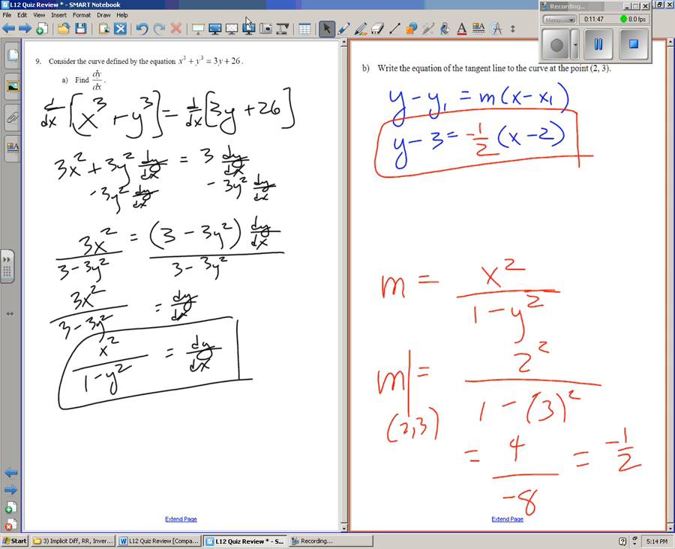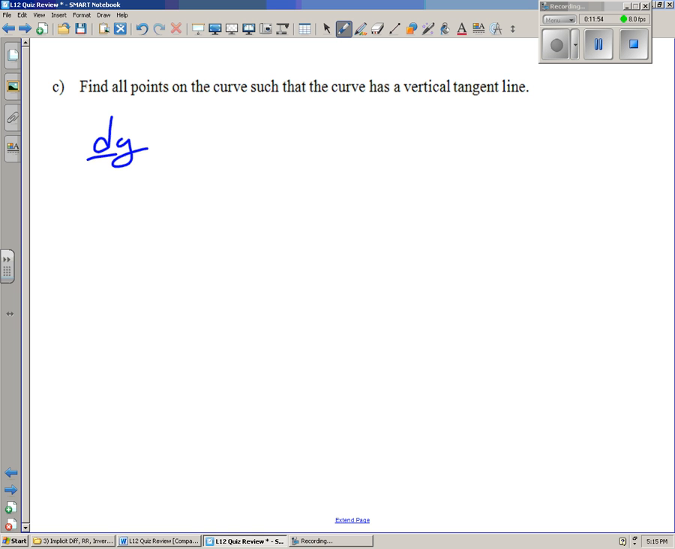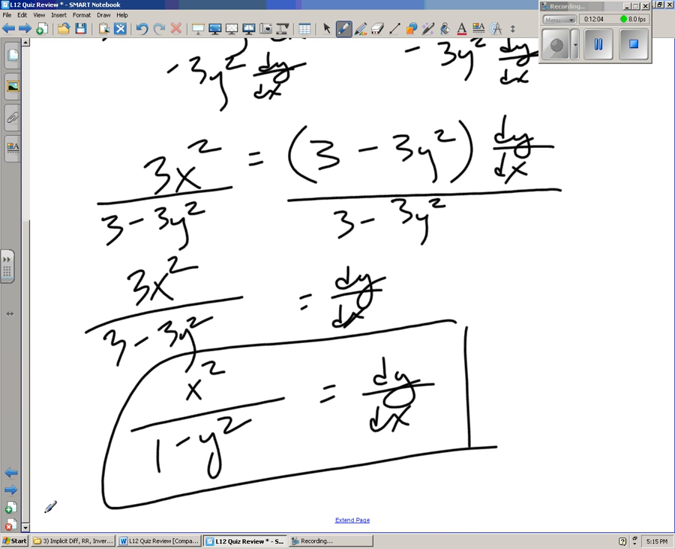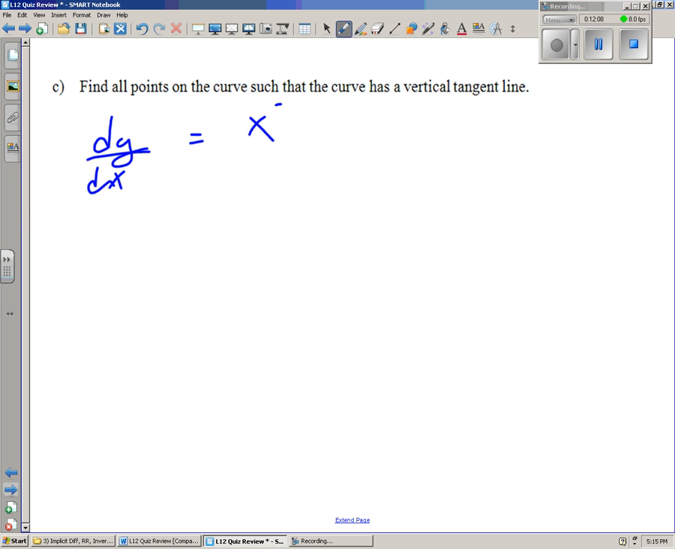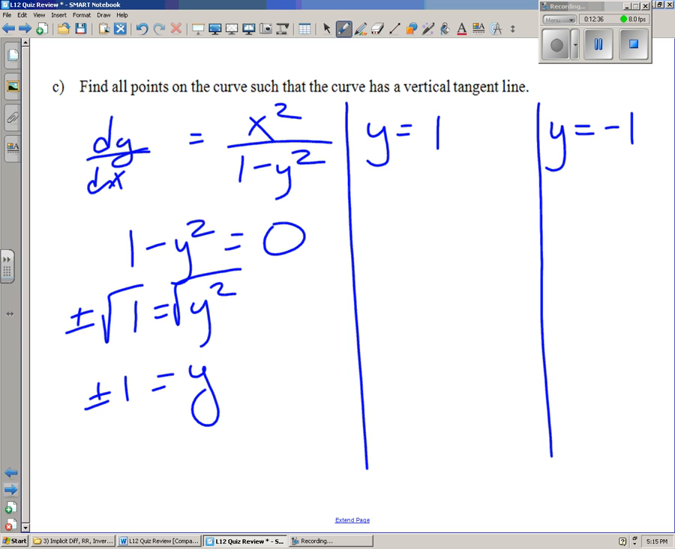Part C is talking about finding all points on the curve such that the curve has a vertical tangent line. So you take the derivative, which is x squared over 1 minus y squared. And we set the denominator equal to 0 because if you have a vertical tangent line, the slope is undefined, which means the denominator is 0. So 1 minus y squared is 0 means 1 is y squared. Taking the square root and remembering that there are actually two solutions, y could be either plus or minus 1. Now, if y is positive 1 or y is negative 1, that could produce very different x values.